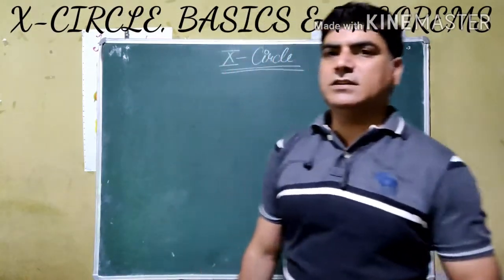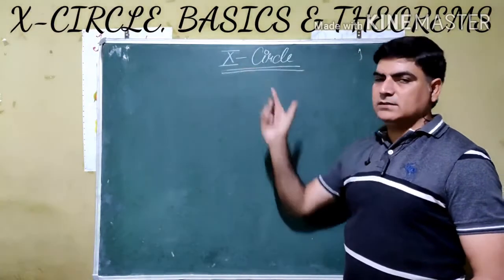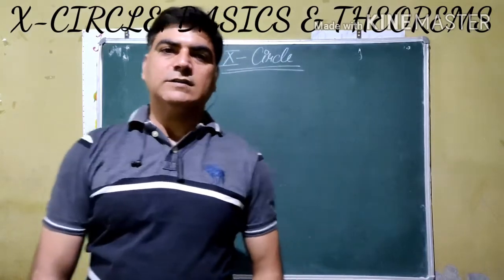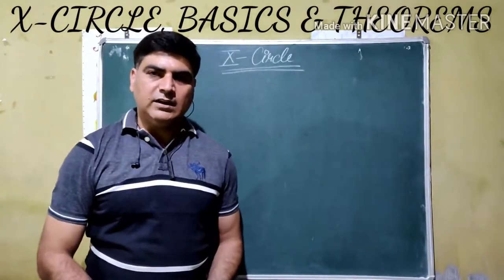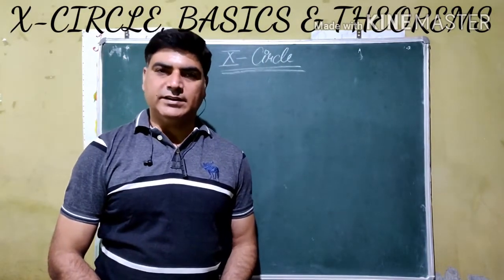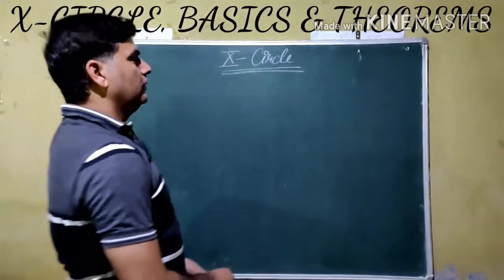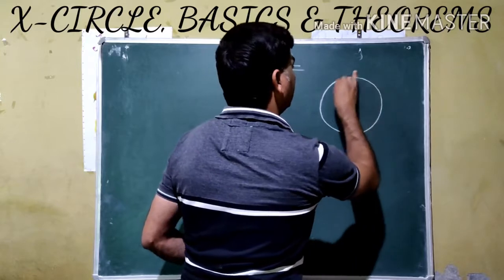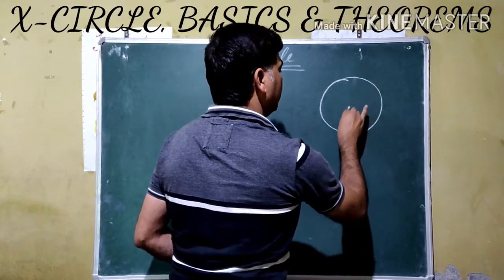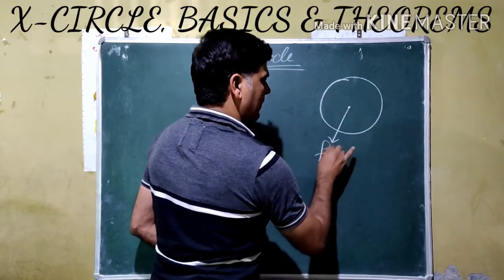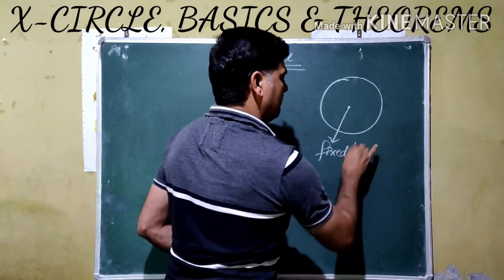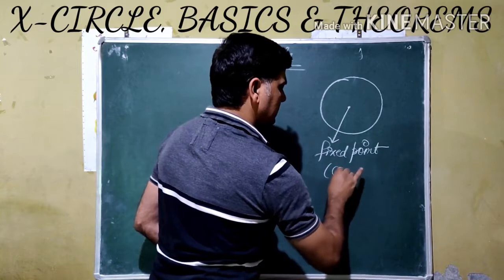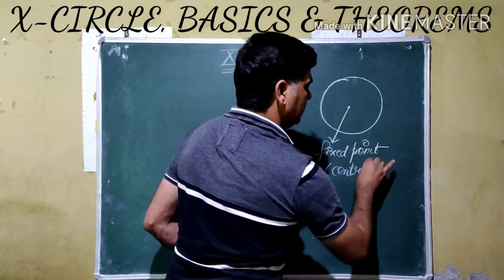Today we are going to discuss the class 10 topic, that is circle. In this lecture we are going to discuss the basics of a circle and then we come to the point of tangent. So first of all, in a circle, what do we require? In a circle, this fixed point, the name of this fixed point is known as the center of a circle.